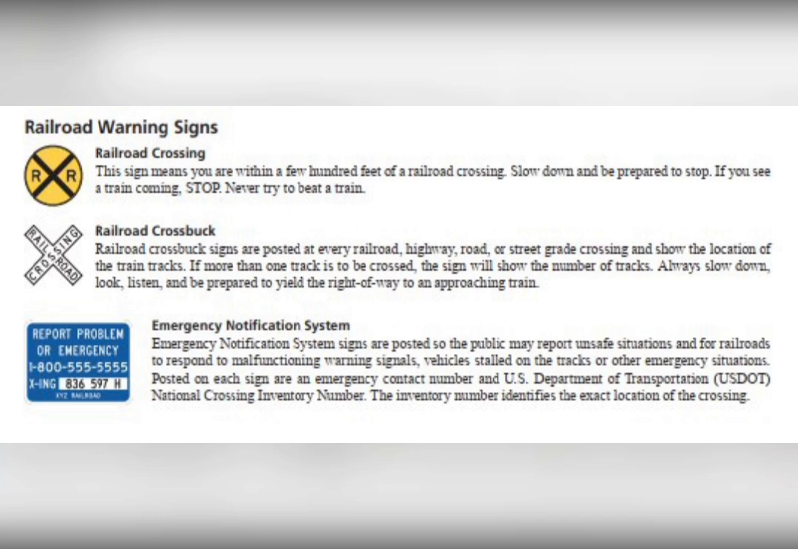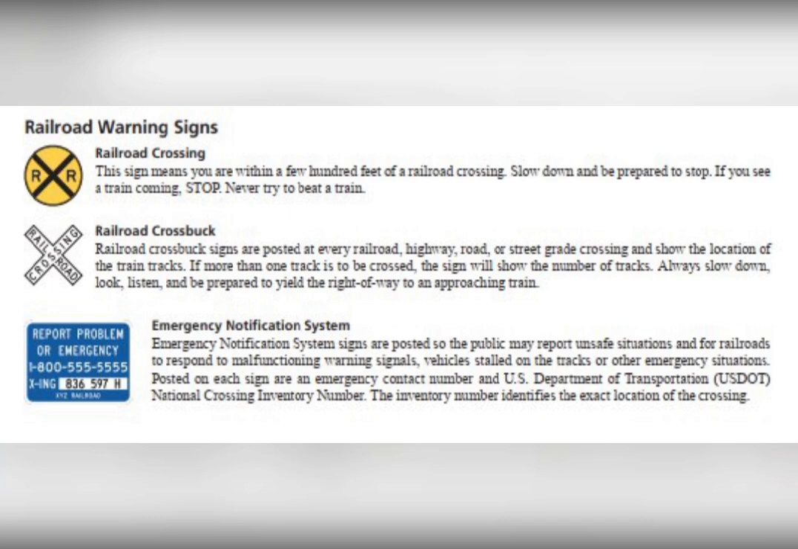Railroad crossbuck. Railroad crossbuck signs are posted at every railroad, highway, road, or street grade crossing and show the location of the train tracks. If more than one track is to be crossed, the sign will show the number of tracks. Always slow down. Look, listen, and be prepared to yield the right-of-way to an approaching train.